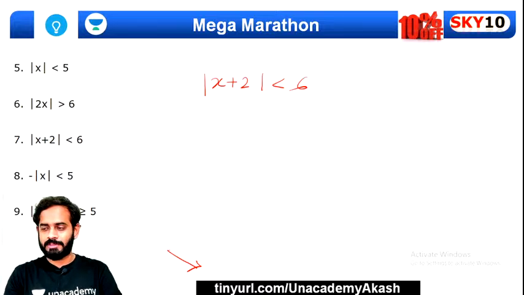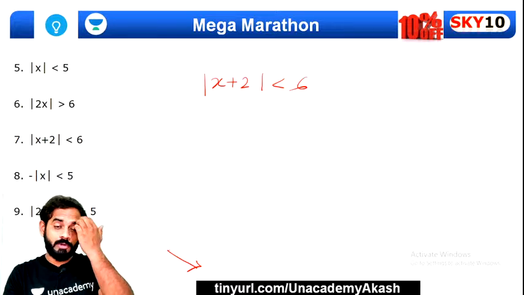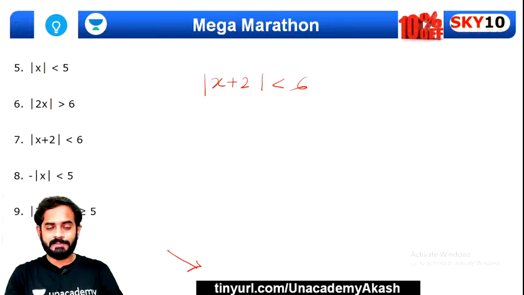Okay, Atul. Fine. So x minus 2, mod of x minus 2 is less than 6. So just open this on both sides. x minus 2 is less than 6, and it is greater than -6 also.